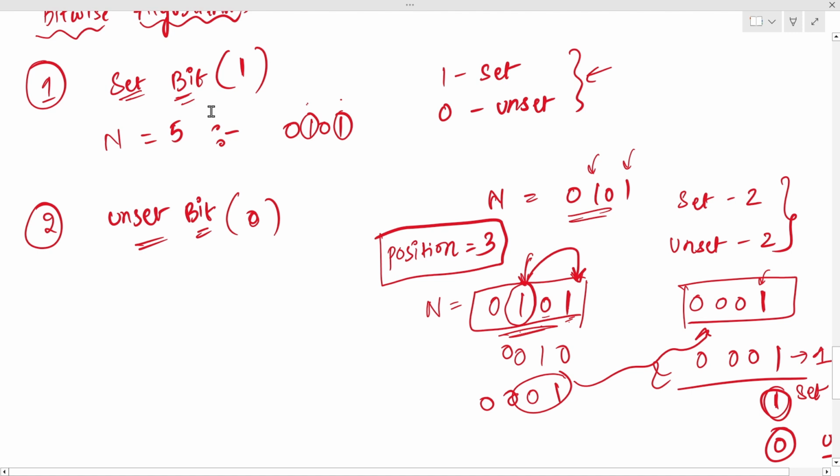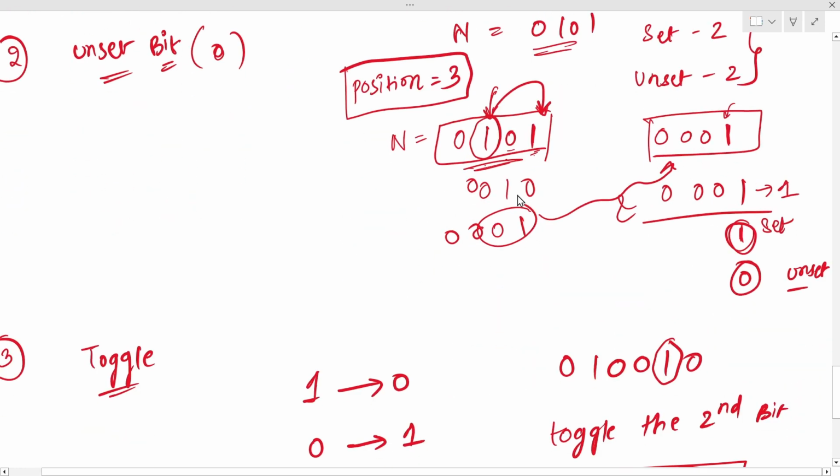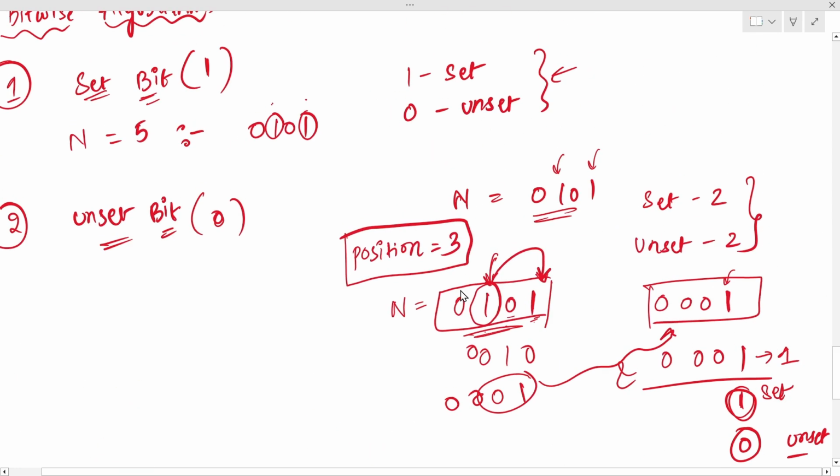In the next session we'll try to see how we can solve it using bitwise operators. If you want to check whether a bit is set or not, as we have seen here, we right shift it by the given position, that many times, and then apply an AND with 1 to check set or unset. We'll see this in the next video.